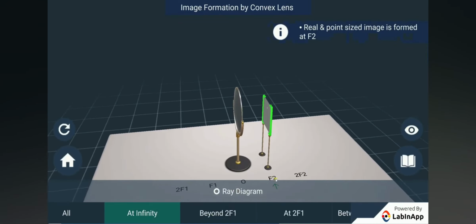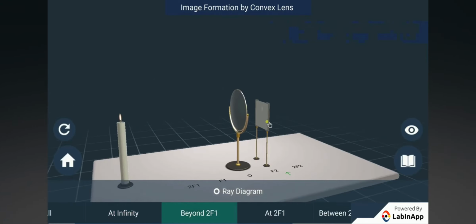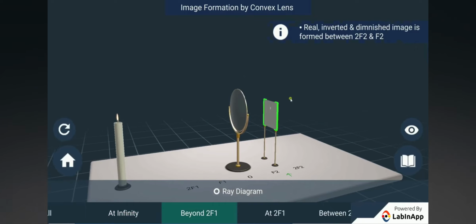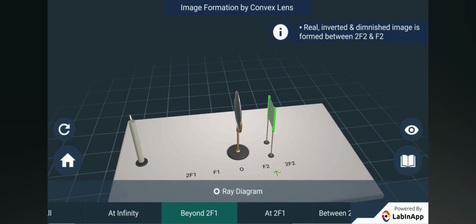With the candle placed beyond the position 2F1, adjust the screen until you get a sharp, bright image of the candle flame on it. We can see that a clear, magnified, inverted image of flame is formed when the screen is placed beyond 2F2.